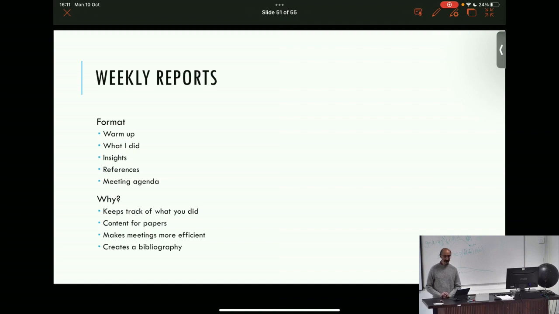Weekly reports. I like all my students to write weekly reports, whether they like it or not. So Maddie's looking at me. And the reason is because, what is the format? What's in it? I have a section called warm up. It says, what are you working on? It just repeats each week what I did, what insights, references, and meeting agenda. And it's about a page, sometimes 2 pages, sometimes a bit longer, depending on what you did.